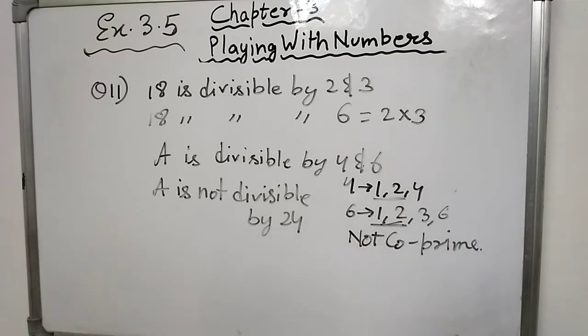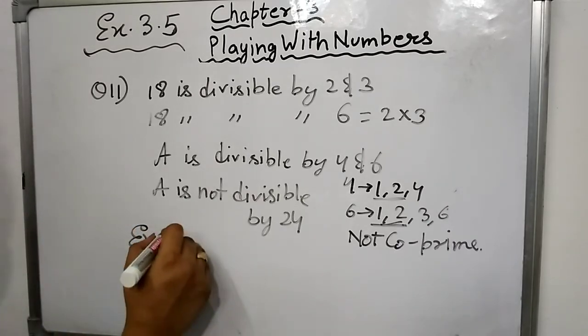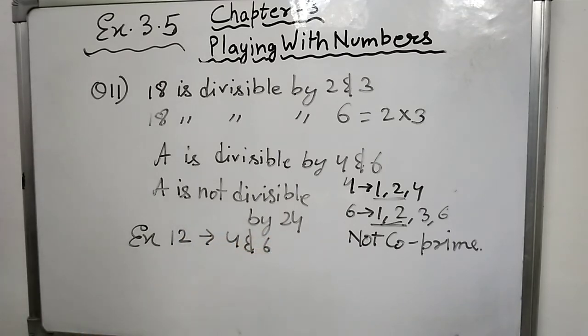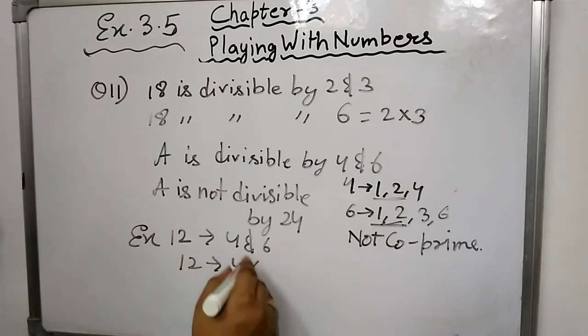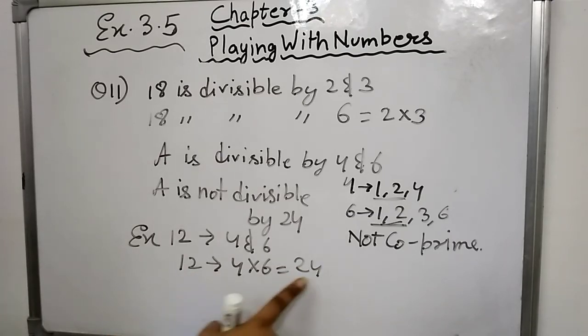If you need an example, we can write an example also. We can say 12 is divisible by 4 and 6. Yes, we can divide 12 by 4 and 6. But we cannot divide this 12 by the product of 6 and 4, that is 24. 12 is not divisible by 24. So this can be the example for this.